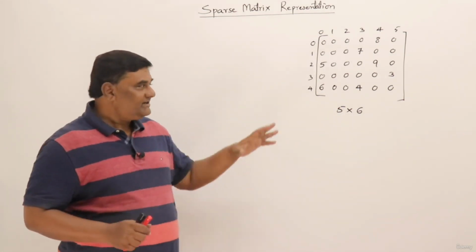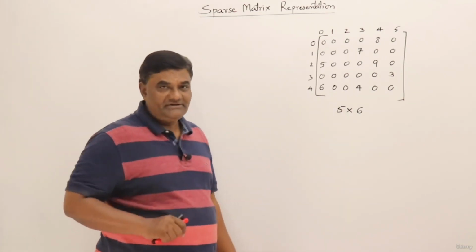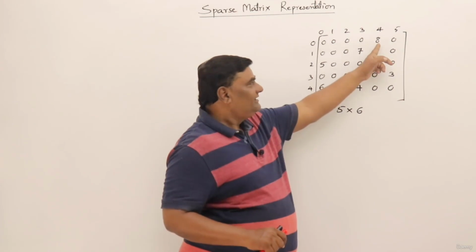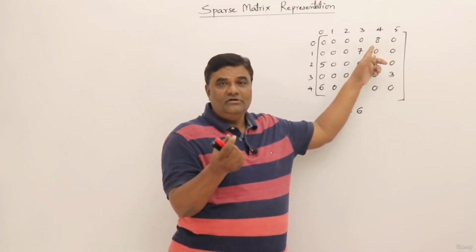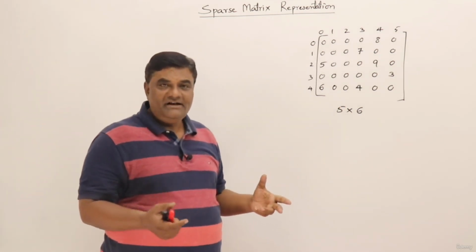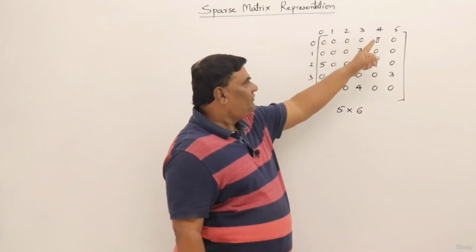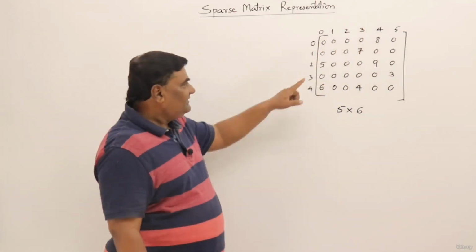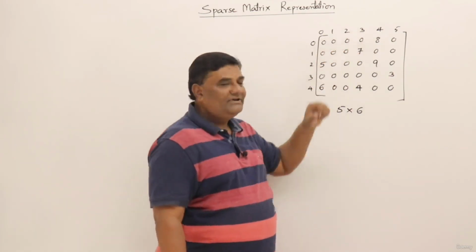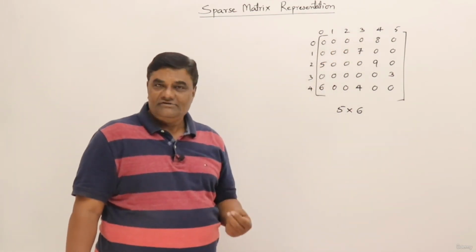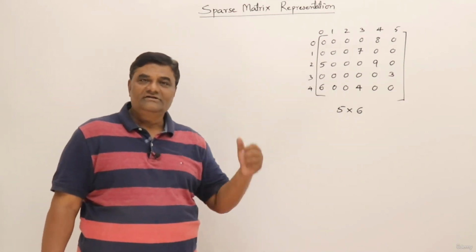For representing a sparse matrix, we want to avoid storing zeros. We want to store only non-zero elements. For example, if I take this element, this is non-zero. So for representing it, we should know what is that element, and also where it is in the matrix. So I should know the row number and column number. So 0, 4 is 8, and this 7 is at 1, 3: first row, third column, value is 7.